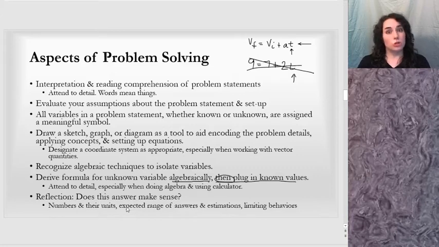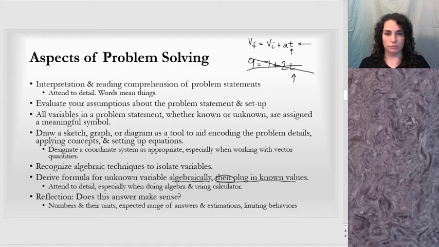So numbers have units. We're going to learn how to look at units and ask, did you arrive at the right units using dimensional analysis? Expected range of numbers or answers. So like maybe the coefficient of friction is between 0 and 1, and did we get an answer in there? Estimates, limiting behaviors. If the radius goes to 0, what do we expect the function to do? So there are limiting behaviors we can look at as well. These will also be skills that will come along for you as you move forward in problem solving when you reflect on the answer.